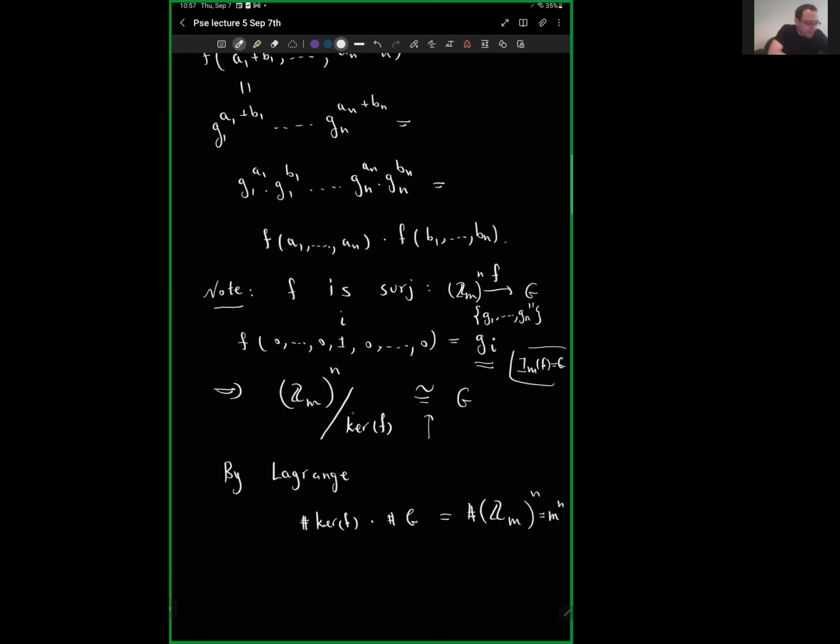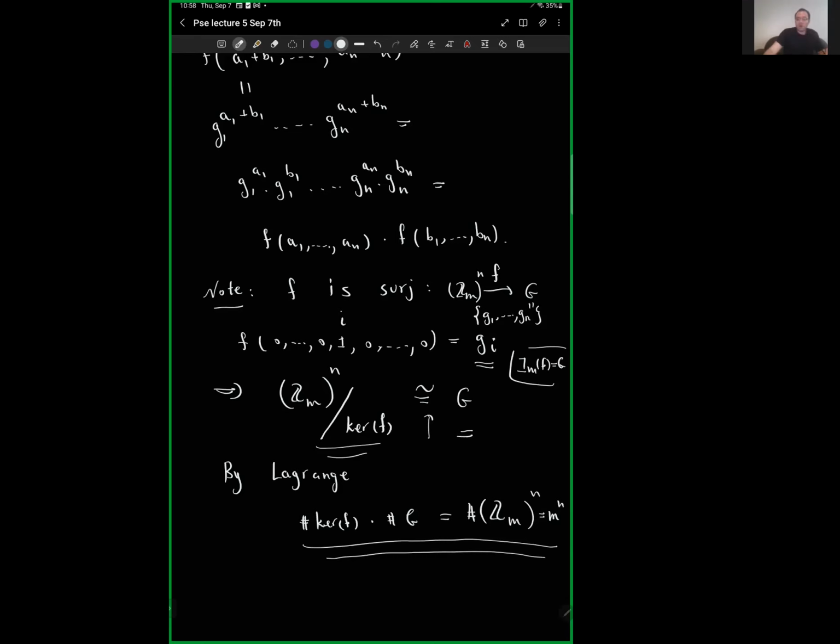But Lagrange's theorem tells you really this equation, because it tells you that the number of elements in this group is the number of distinct cosets. So this really means that you get an equation like this. Okay, we're almost done.